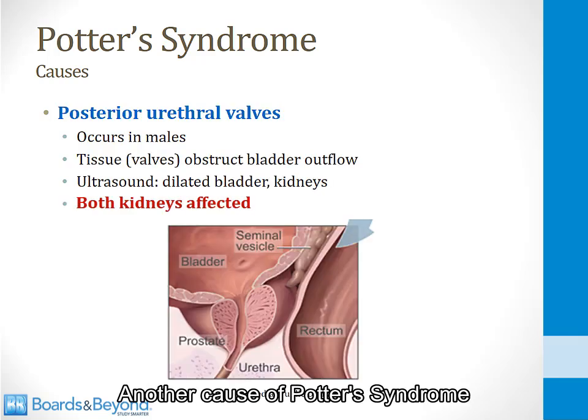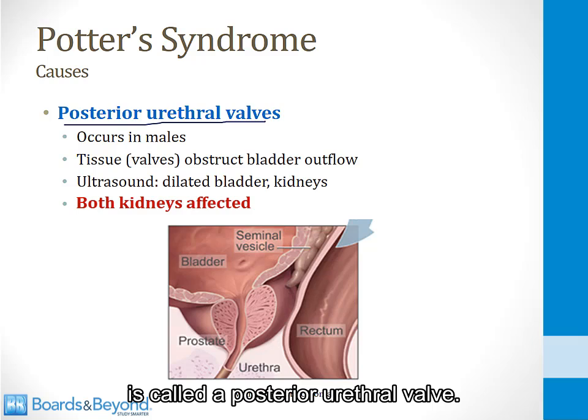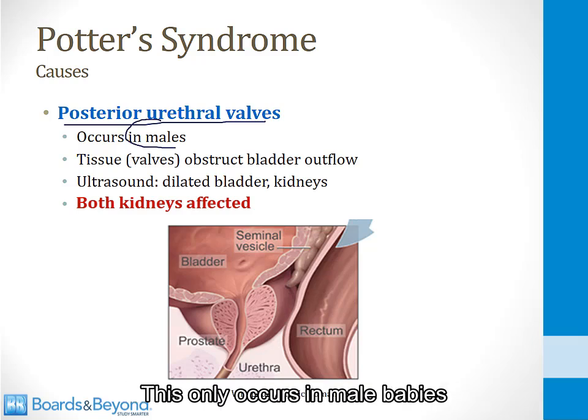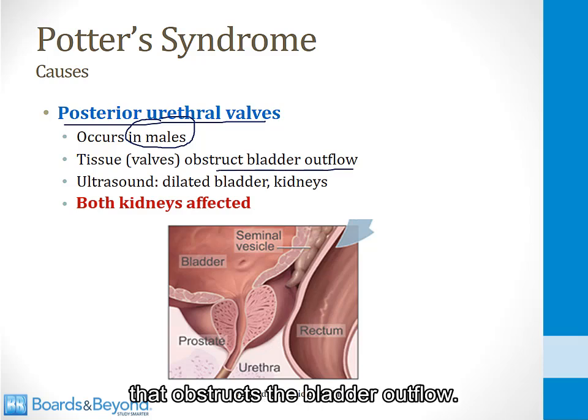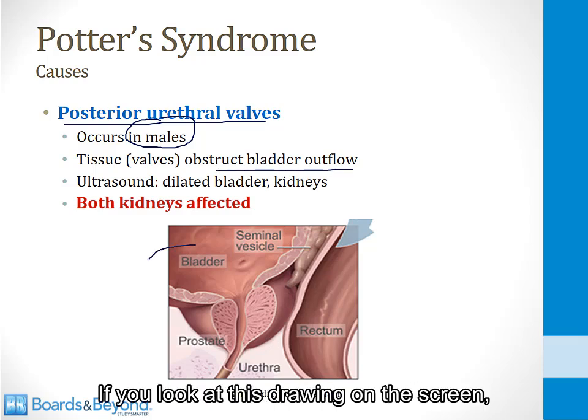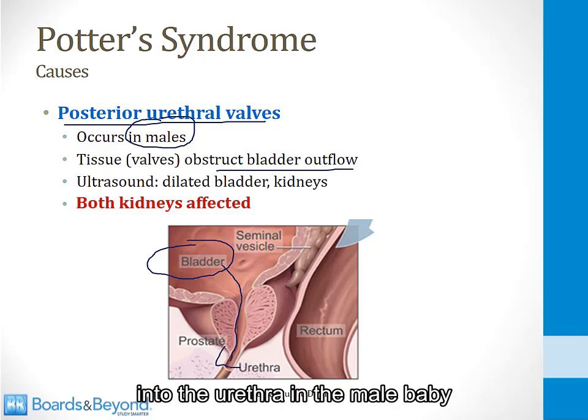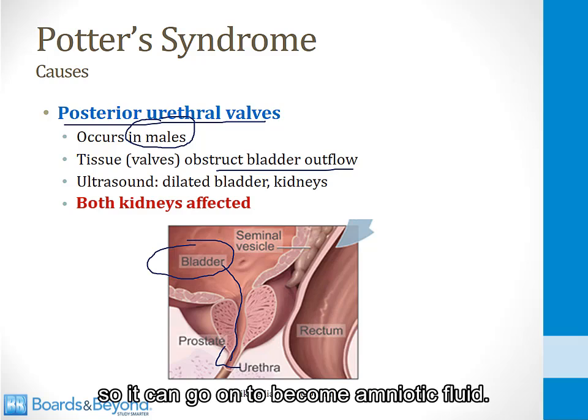Another cause of Potter syndrome is called a posterior urethral valve. I also mentioned this earlier in the video. This only occurs in male babies, and the cause is a piece of tissue called a posterior urethral valve that obstructs the bladder outflow. If you look at this drawing on the screen, this is the bladder, and urine is supposed to flow out into the urethra in the male baby so it can go on to become amniotic fluid.